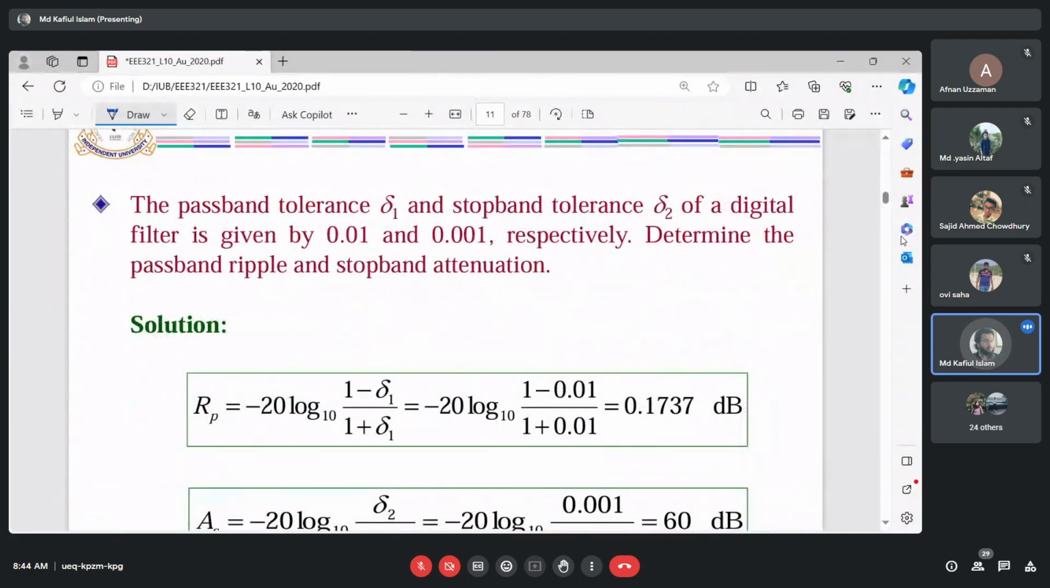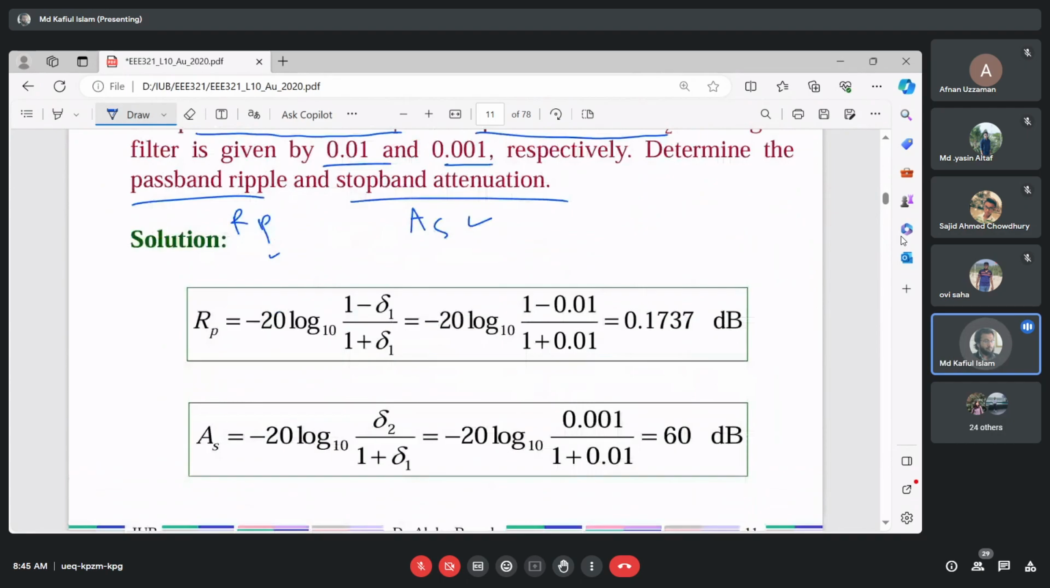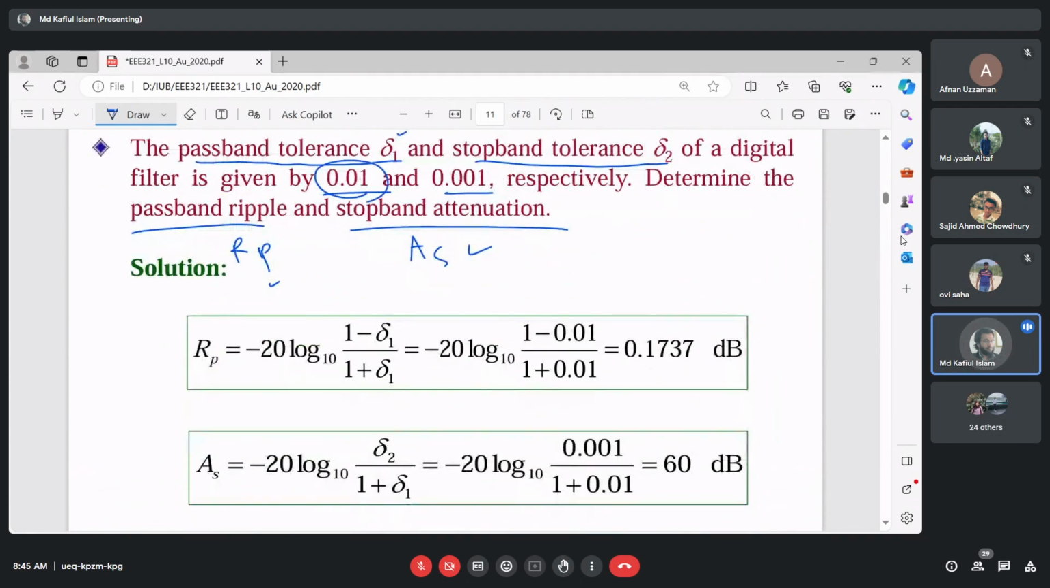Another example where passband tolerance delta 1 and delta 2 are given, and you have to find out the passband ripple and stop band attenuation, that means Rp and As, right? So the other way around. In the previous example, Rp and As were given, and you had to find out delta 1 and delta 2. Now this is just the other way around. Again, you see that delta 1 and delta 2 have very low values, but Rp and As are not that low, right? So this is another reason.